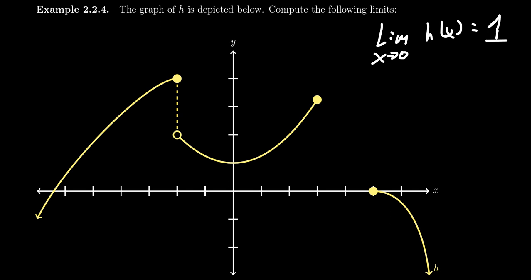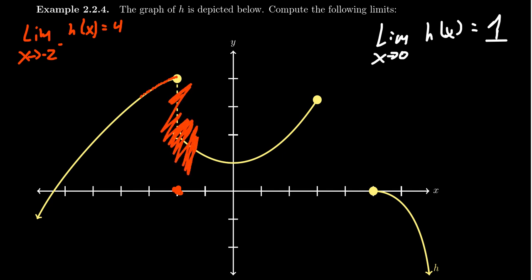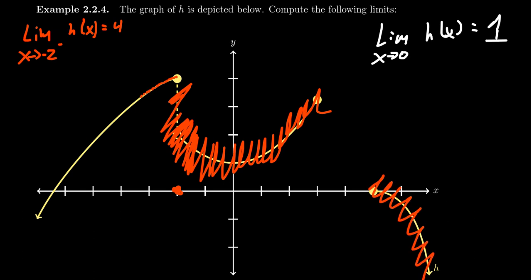What happens if we come over to negative 2? This is an interesting creature right here. If I approach negative 2 from the left, you're going to end up at this point up here at the y coordinate of 4. And so what this tells us is that the limit as x approaches negative 2 from the left of h of x, we would expect the function to be 4. And when I say expect, I mean we see nothing to the right of negative 2. If we can only see what's happening from the left, then it should be 4.